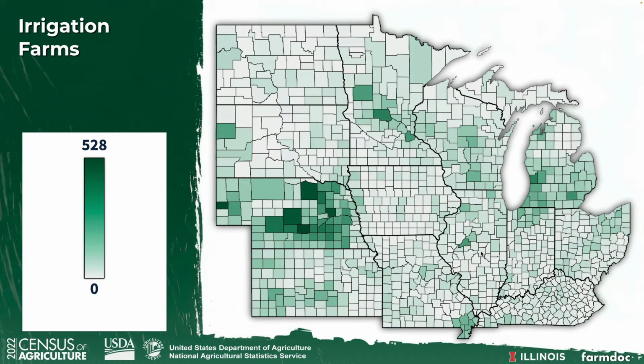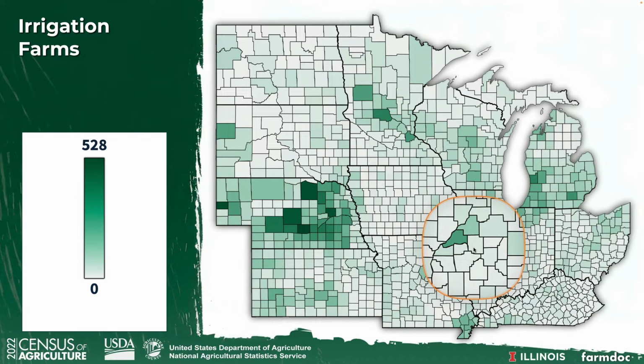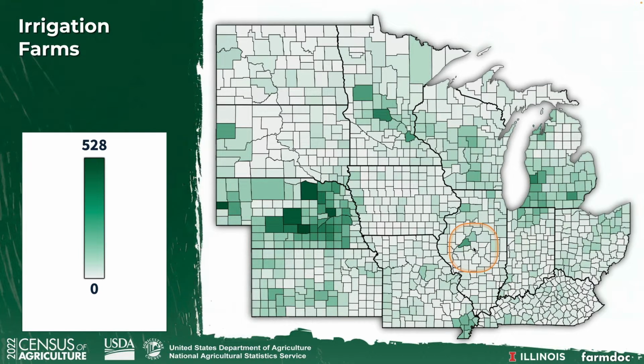Irrigation. It's not a big deal in Illinois. There is some, I believe that is Mason and Tazewell counties. They tend to grow some specialty crops, popcorn, processing vegetables, pumpkins, green peas, sweet corn, things of that nature. That is Mason and Tazewell County.